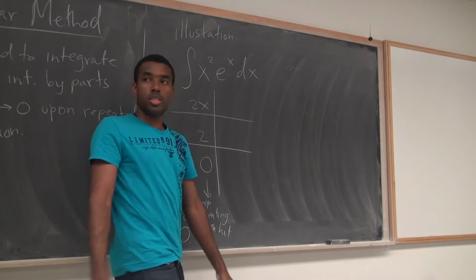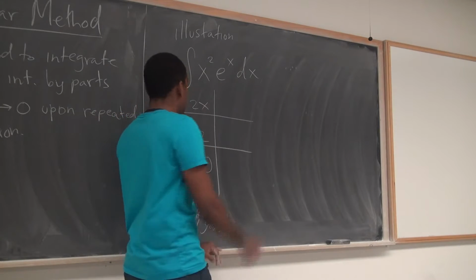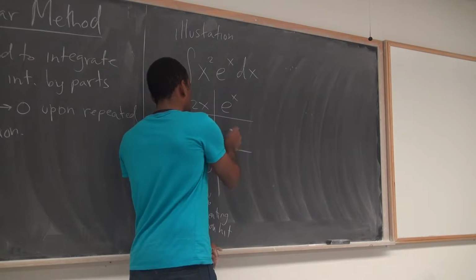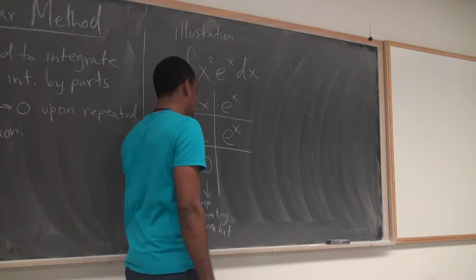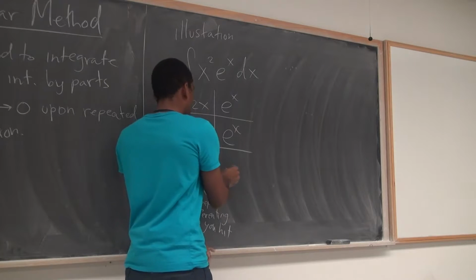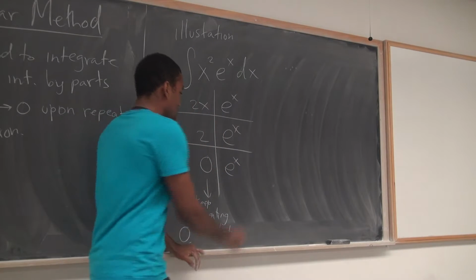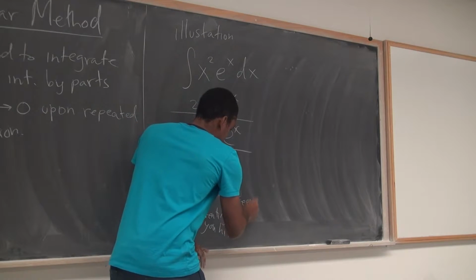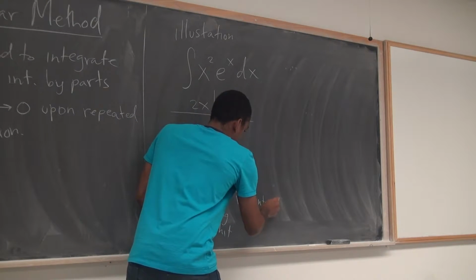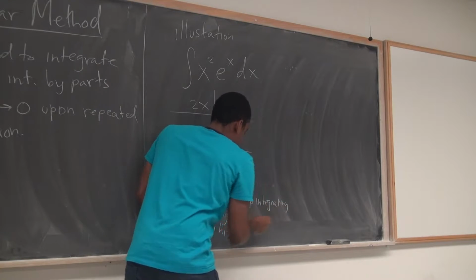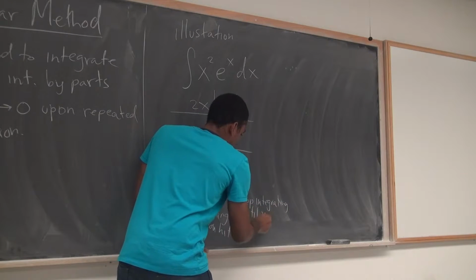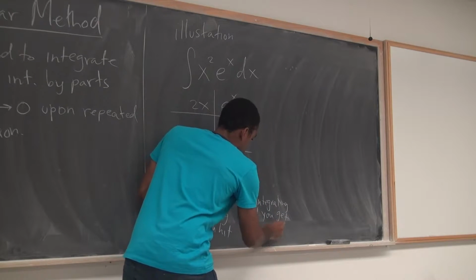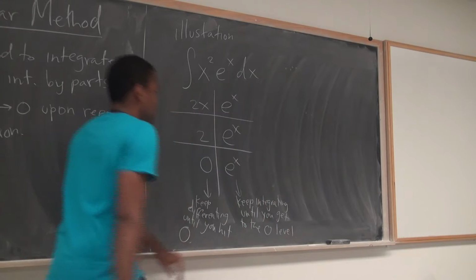This column, you just keep integrating, right? So in this case, the integral of e to the x is e to the x. This one's hard work. Integral of e to the x is e to the x, right? So you keep integrating until you get to the 0 level.